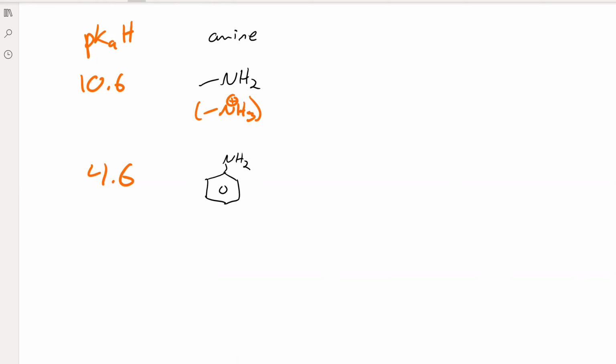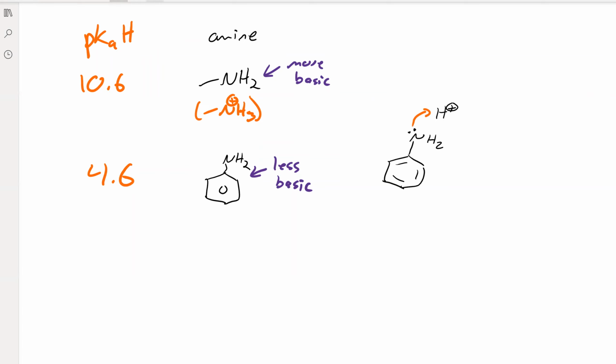Remember that the larger the pKa-H, the stronger the base. So this NH2 is more basic than aniline, and this one is less basic. It's less likely to pick up a proton with that lone pair. And if we think about it, the reasons make sense. The lone pair on this one, instead of going out to pick up an H+, can also participate in resonance within the ring. And so this lone pair is delocalized all over this ring. And since it's delocalized all over this ring, it's less likely to go after an H.